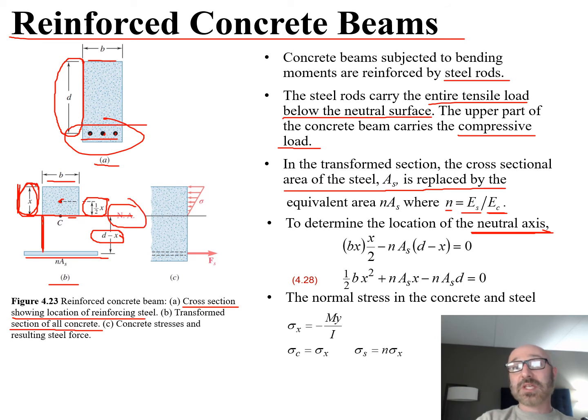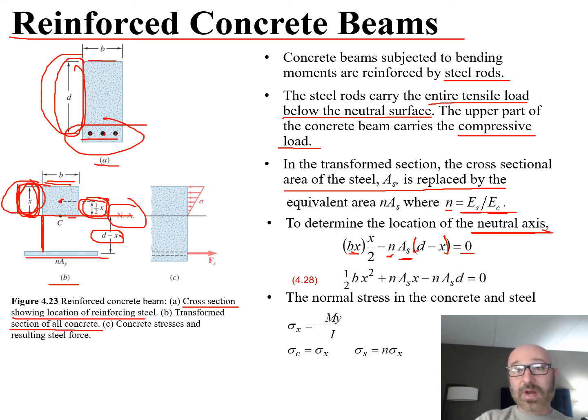What we can do is say b times x, so that width times the height of the top section of the concrete, which is down to the neutral axis, times x over 2, which is the distance to the centroid of that, minus n, which is the ratio between our elastic moduli, times A sub s, which is the area of the steel, times d minus x, where d is that total length over here, and again, x is the distance for the top section of the concrete, is equal to 0. Which now leads us to a simplified solution.